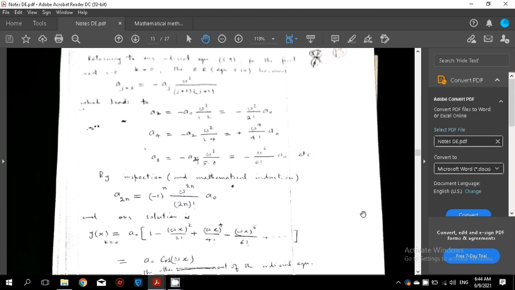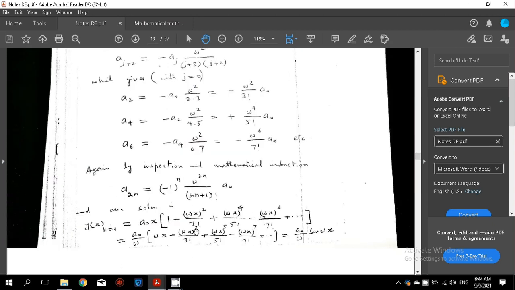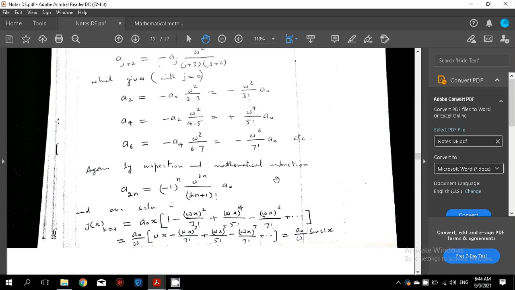This is exactly the same solution as we pointed out earlier, which is the solution of the harmonic oscillator. Okay, so you repeat this process for the second root of the indicial equation with k equal to 1, and follow all these steps to reach the second solution of your differential equation corresponding to k equal to 1, and we recognize that this second solution is in terms of sine omega x. So this is a naught over omega sine omega x.